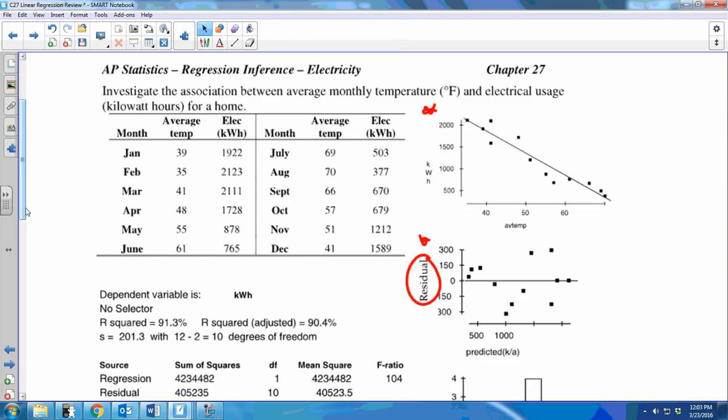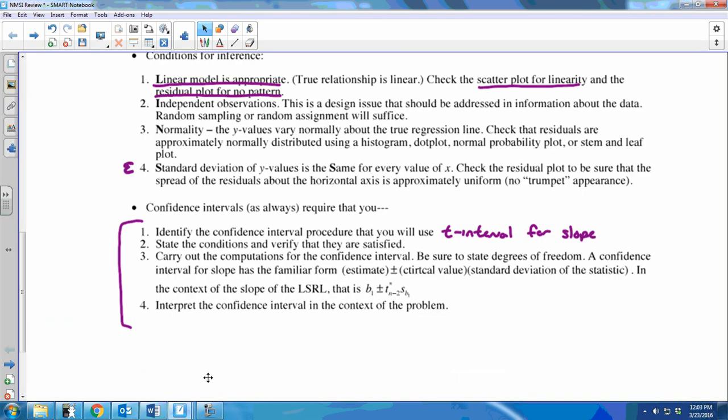You're going to look at a scatter plot to make sure it's actually linear, and look at a residuals plot to make sure there's no pattern. Again, almost all the time, on the test, on the AP exam, they'll either say the conditions are met, or they're going to give you all of the graphs. Okay? All right. Next one.